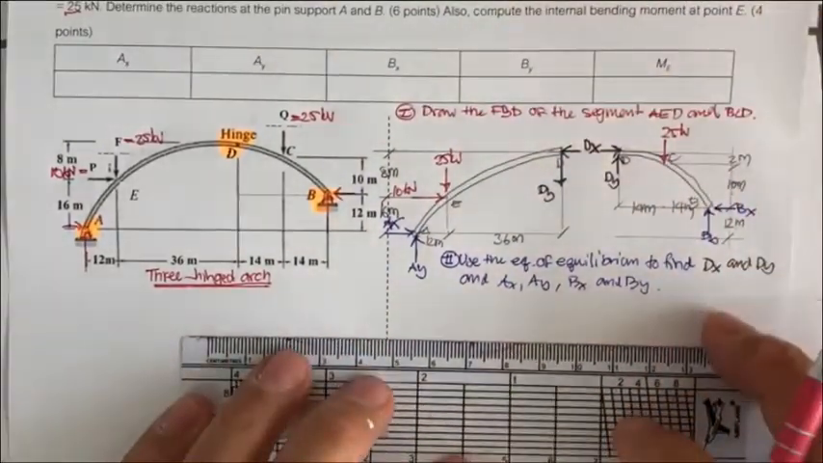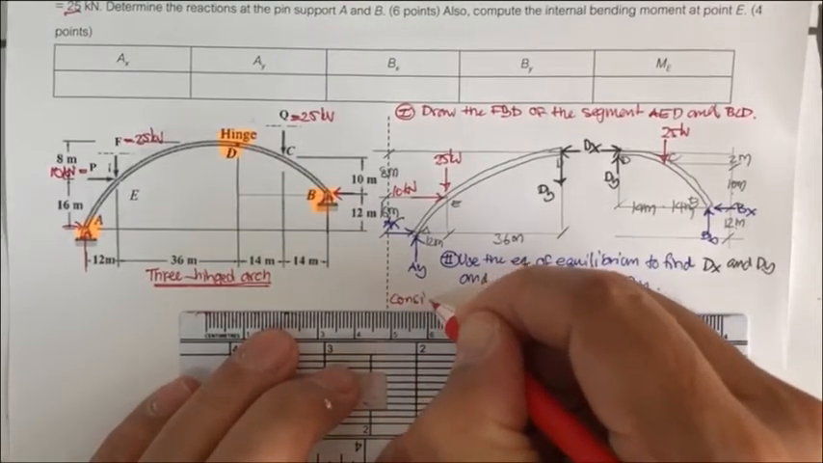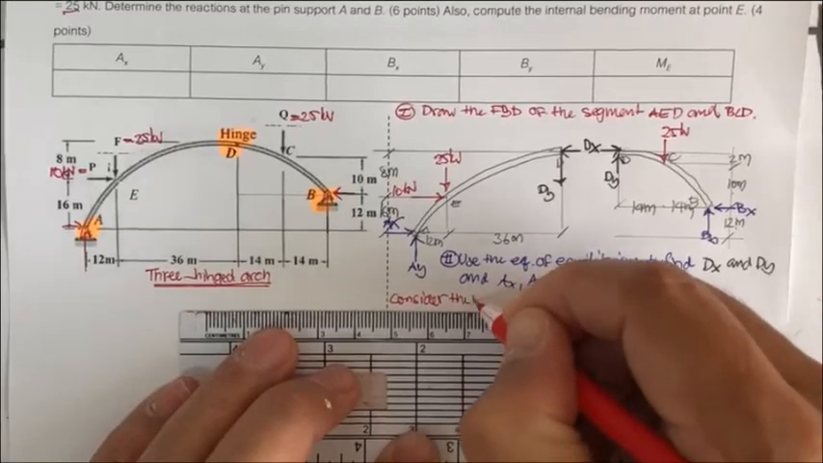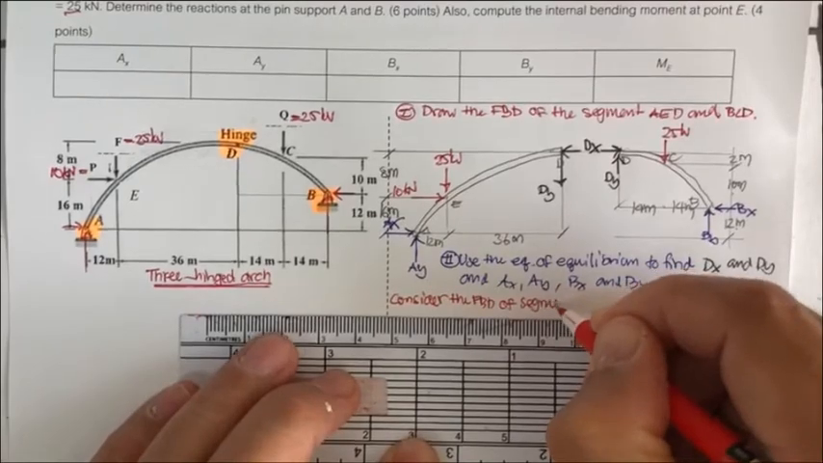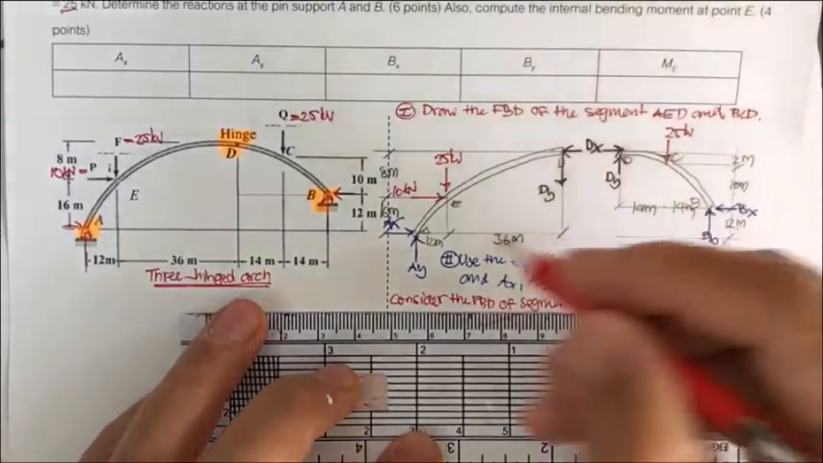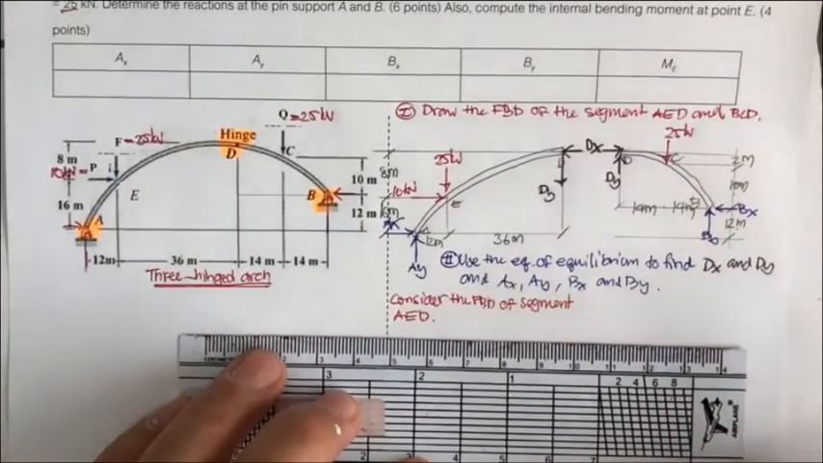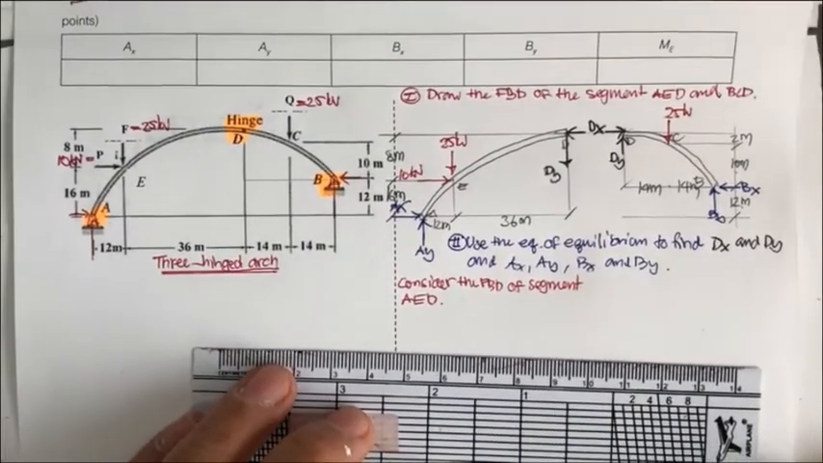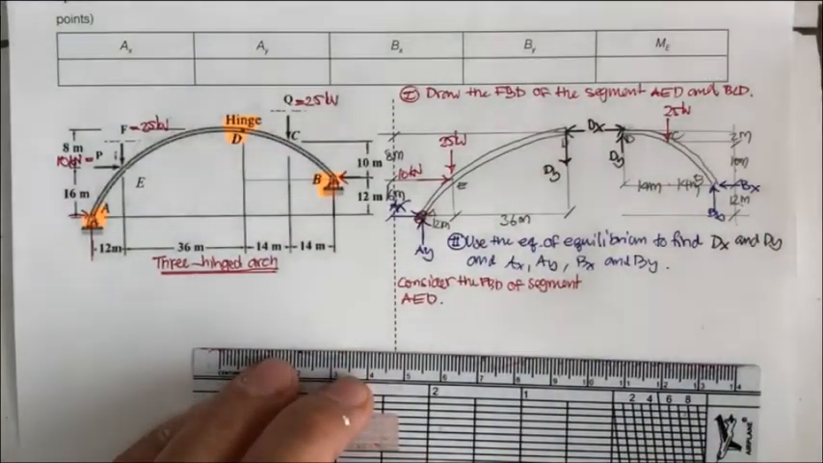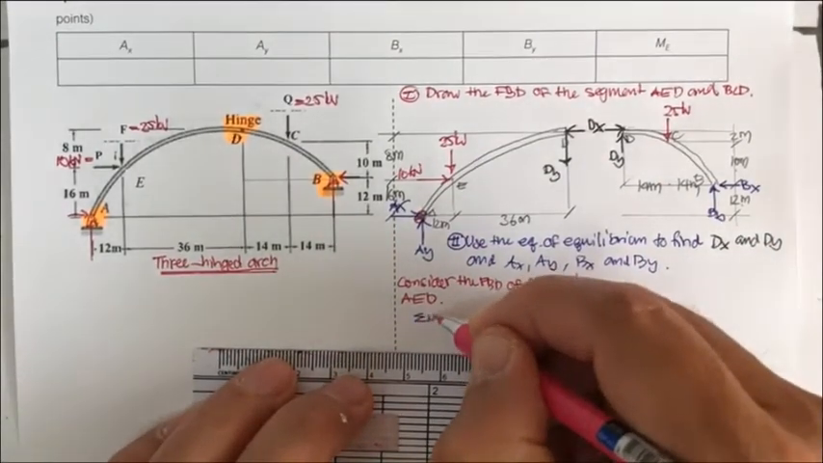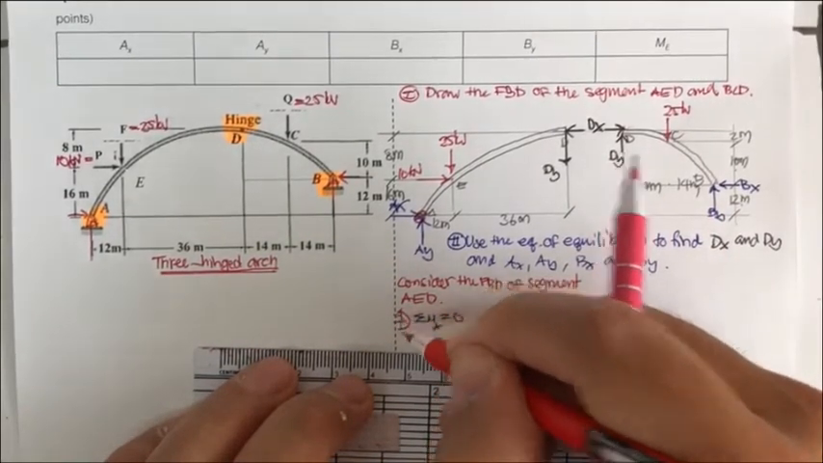And then let us consider the free body diagram of segment AED. Okay, if you do that, you're going to get what? Take the moment of A. You do the summation of the moment at A equal to 0, and then let counterclockwise be positive.